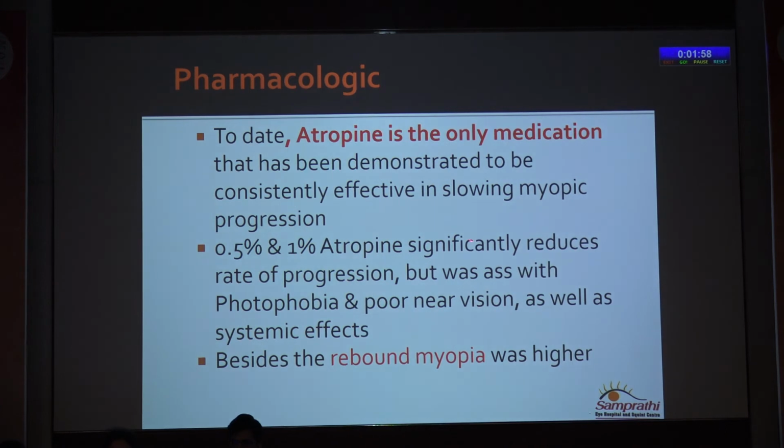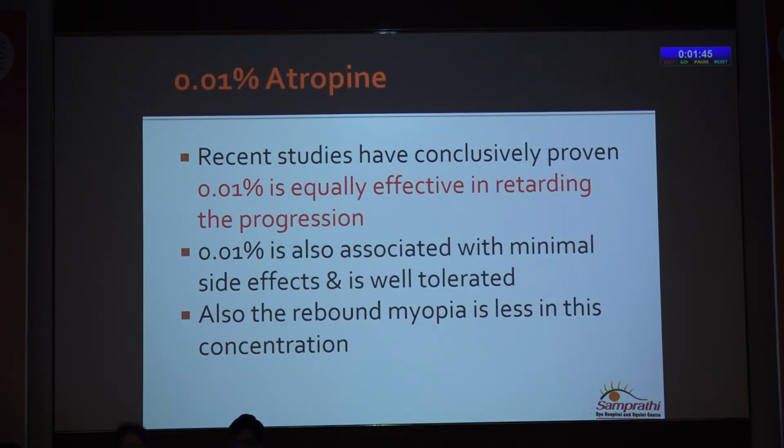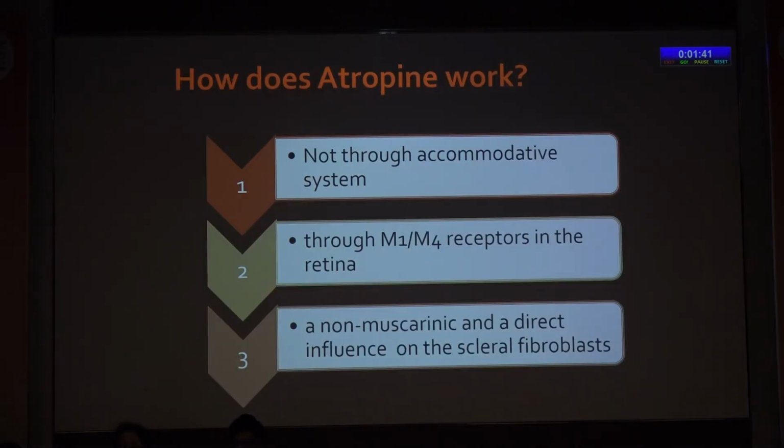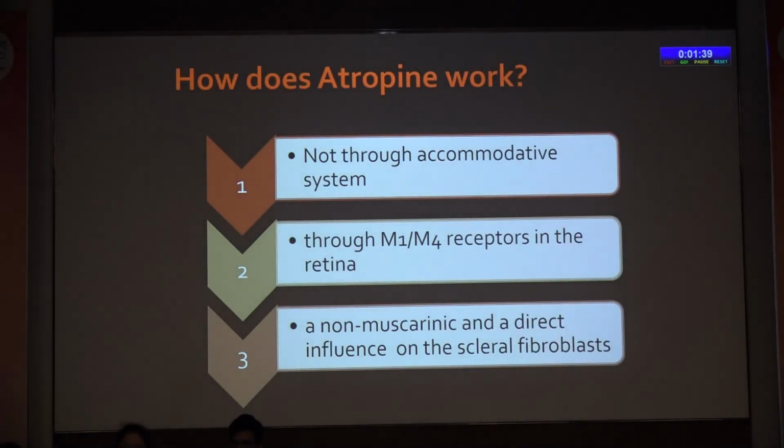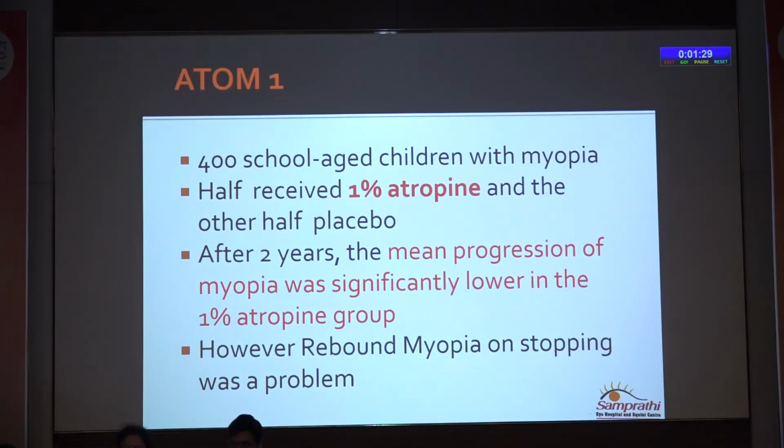The pharmacological modification has been the most important innovation in the last few years, and atropine is the only medication which has demonstrated to be consistently effective. I'll just discuss the ATOM study. So how does atropine work? Atropine works not through the accommodative system, but through the M1 and M4 receptors, on the non-muscarinic receptors, and with a direct influence on the scleral fibroblasts.